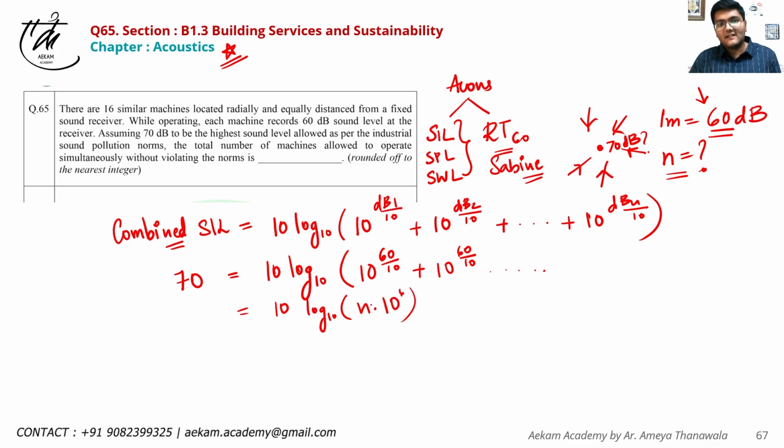60 by 10 is 6. And n means how many times it repeats. Basic multiplication: 3 plus 3 plus 3 is 9, 3 into 3 is 9. Same logic. Now this property I can also solve by the logarithmic property.